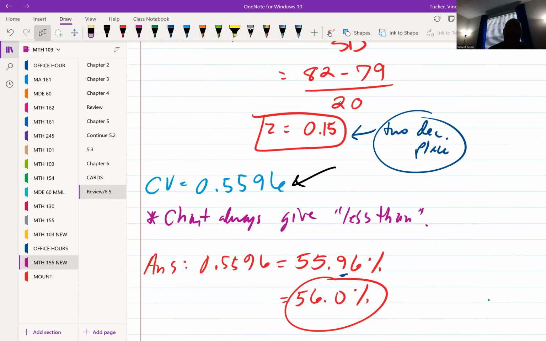And so that 0.5596, if you look in MyMathLab, they give you a box with a percentage sign on the side. That means they want you to convert it to a percentage. So you move your decimal 2 places to the right, so that'd be 55.96. And then they also say round it to 1 decimal place. So that 6 will take that 9 up to 10. That's why it rounds up to 56.0.